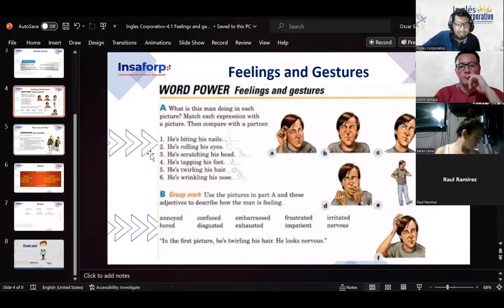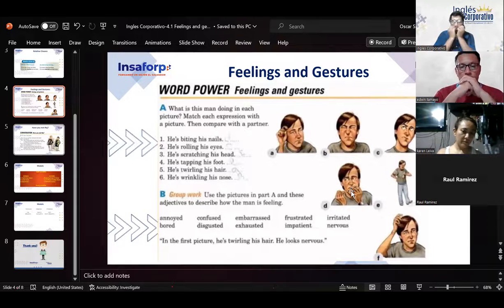Now, here we have some of the gestures. Biting his nails, that's something that we do most of the time when we are nervous. And I think that you can actually see the letters here. Somebody filled this book before. We can see that biting his nails is letter D. So yeah, biting his nails. That's something we do most of the time when we are nervous.